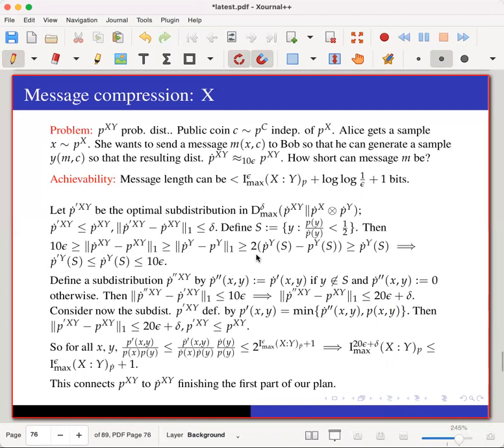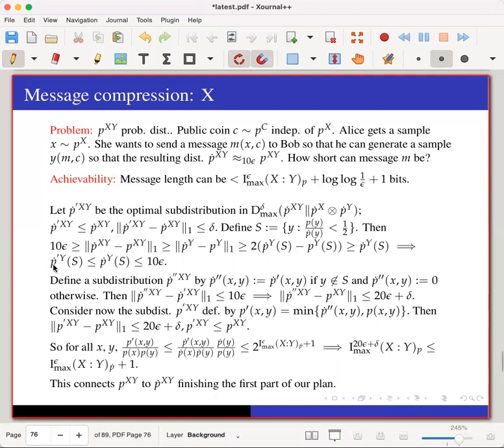And then I use the property of the L1 distance. It is lower bounded by the difference in probabilities the two distributions take on the set S, the probability given by P dot on S and the probability given by P on S. Now remember S has this property, so I just plug it in and I get this inequality, greater than or equal to P dot S. So this immediately says that P dot S is less than or equal to 10 epsilon.